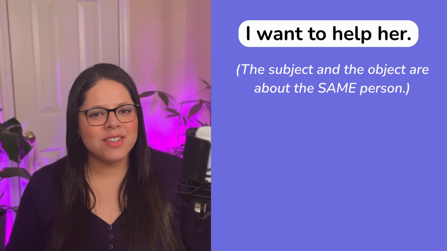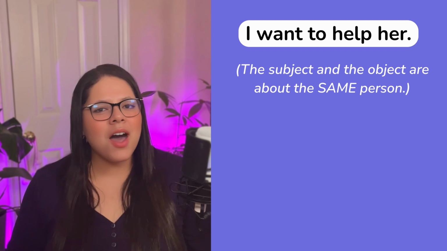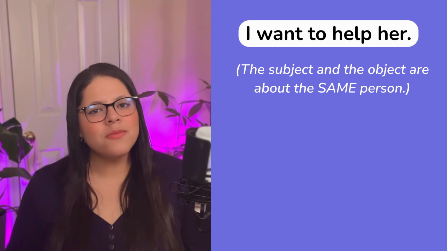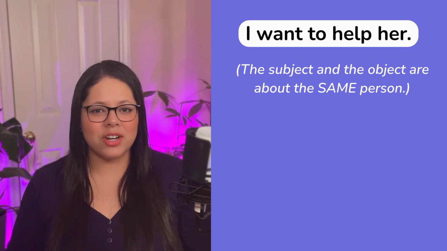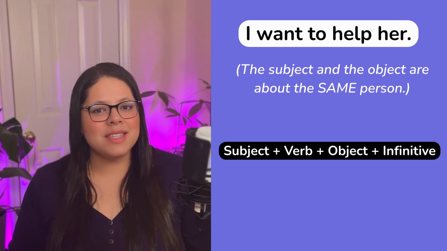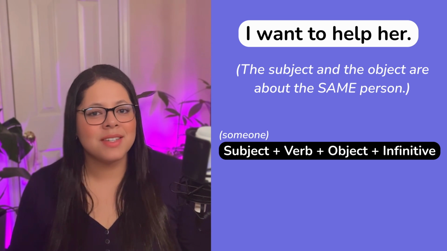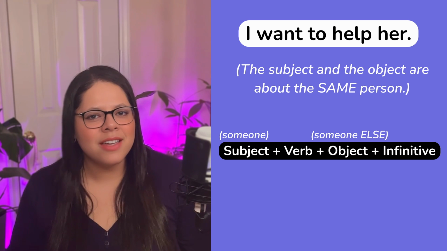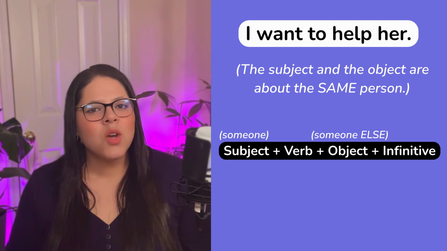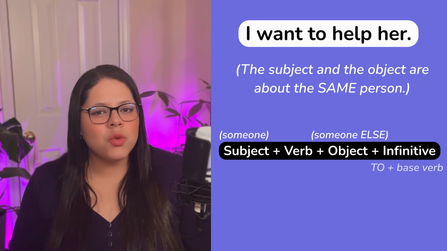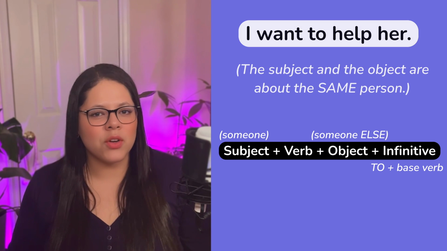However, in English, when the subject and the object are different, some verbs require a different structure. Subject, in this case, someone, plus verb, plus object, in this case, someone else, plus infinitive. Remember, an infinitive is to plus the base form of a verb.